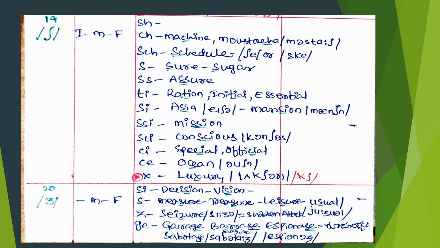And this sound j is also represented by Z. Z also represents the za sound, and it also represents the ja sound. For example, SEIZURE, seizure. So the meaning is sudden attack.